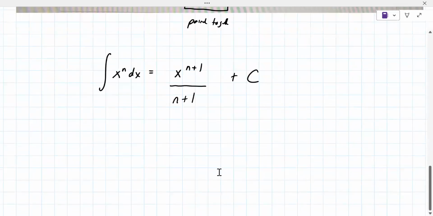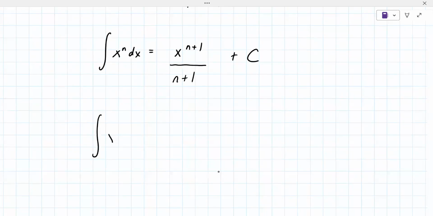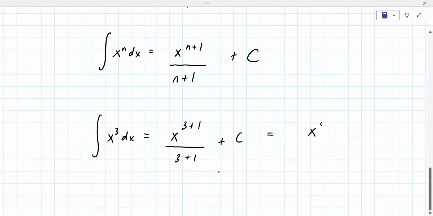So it would be good for us to do a couple examples. Like let's say it was the integral of x cubed dx. You would add 1 to the exponent and then divide by the new exponent. So this becomes x to the 4th over 4 plus c. You add 1 to the exponent, divide by the new exponent. Does that make sense?